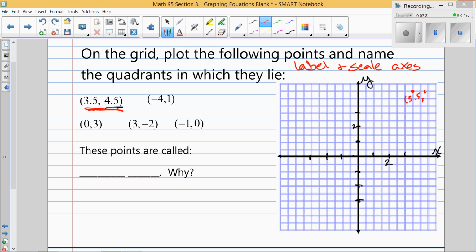Make that a comma. 4, 5. And what quadrant is that in? Well, that one is in quadrant 1. The next one that I will label, I will do in green. It'll be (-4, 1), which means I'm going to go -4 in the x direction: 1, 2, 3, 4. Then up 1 in the y. And this is right there. (-4, 1). And it is in quadrant 2.